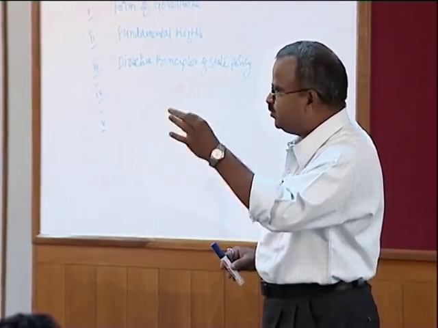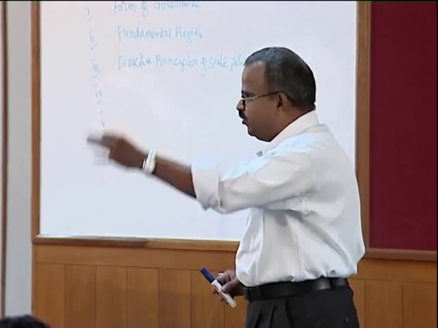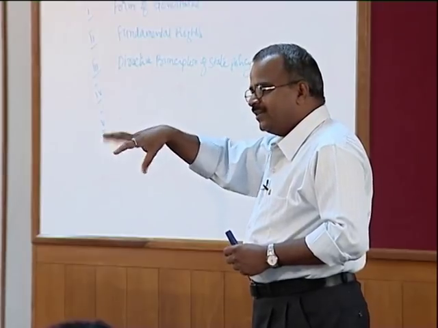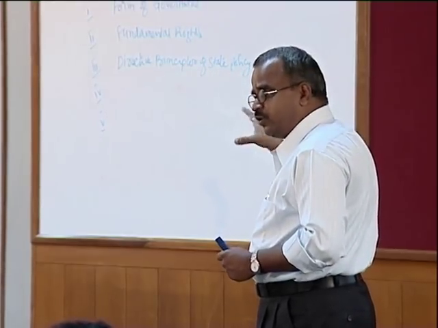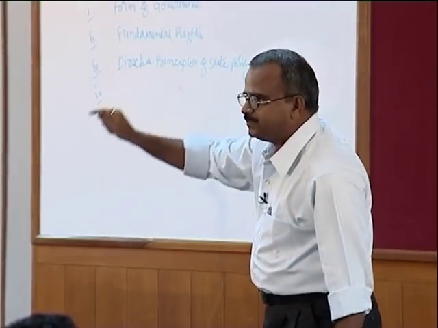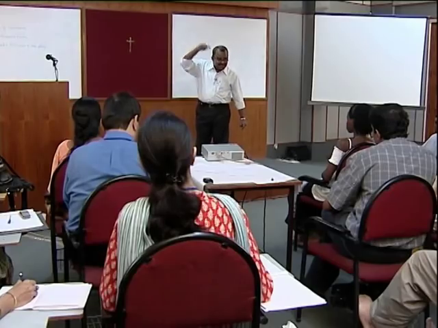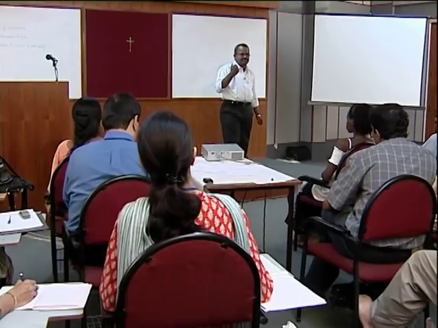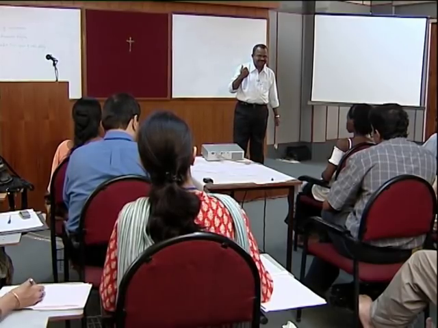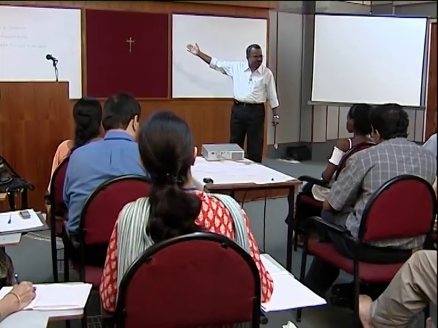Individually, every one of us is entitled to certain rights, 1, 2, 3, 4, in a qualified manner. But when it comes to community, the next chapter, that is Part 4, Directive Principles of State Policy, says government has to take these steps, 1, 2, 3, 4. One such step is, for example, removal of untouchability. That is one of the directive principles of state policy.